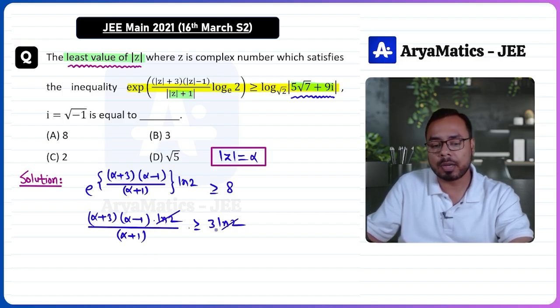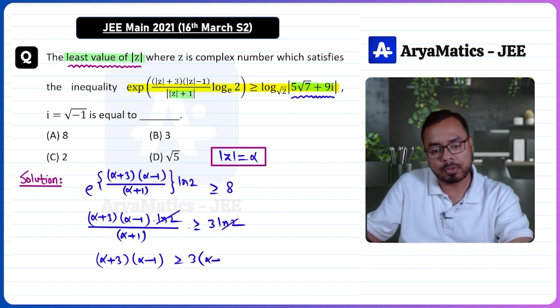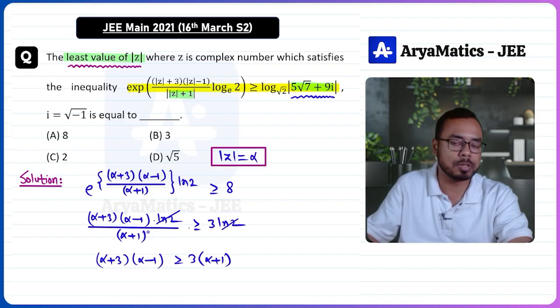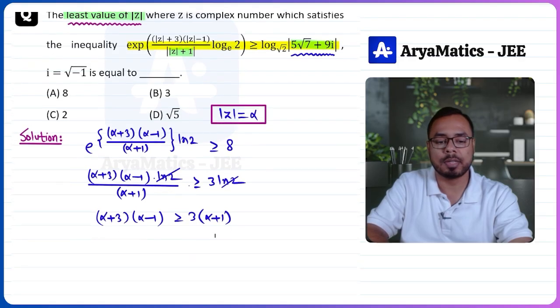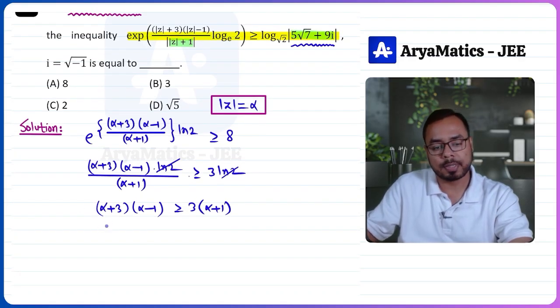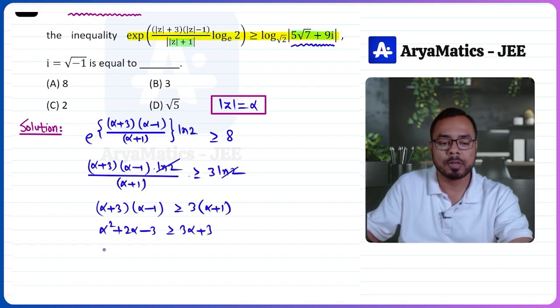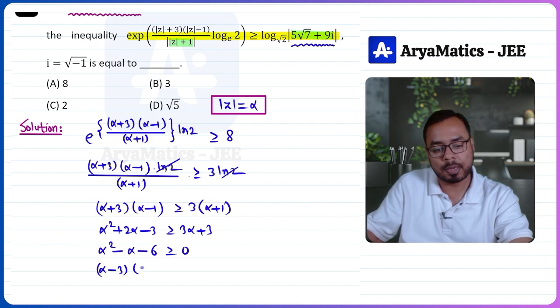So we can cross multiply this one, and that means we have alpha plus 3 multiplied by alpha minus 1, and this should be greater than or equal to 3 alpha plus 1. Because we are multiplying both sides by a positive number, the inequality will remain unchanged. And now we need to solve this inequality. If I simplify, we'll get alpha square plus 2 alpha minus 3, and this is greater than or equal to 3 alpha plus 3. So that means we have alpha square minus alpha minus 6 greater than or equal to 0. The factors will be alpha minus 3 into alpha plus 2 greater than or equal to 0.